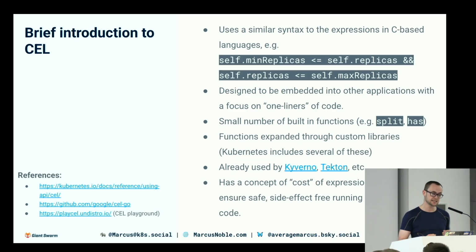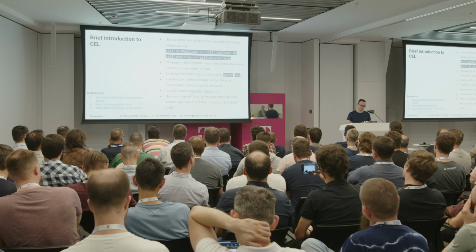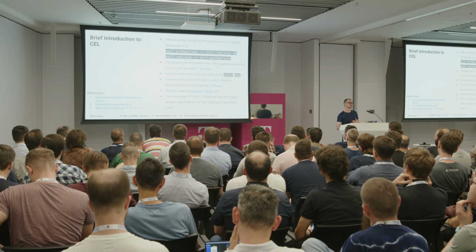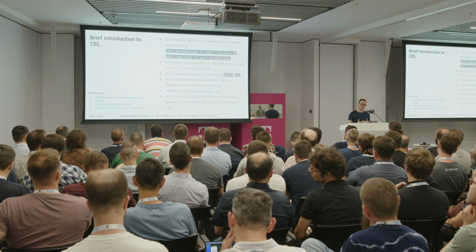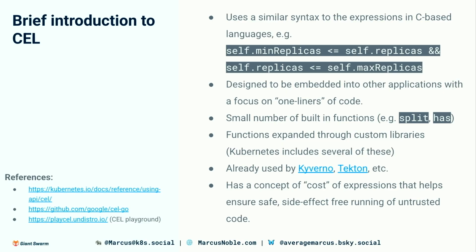CEL is designed to be embedded into other languages and has a focus on what I call one-liners. So you're not going to write huge functions of CEL. You're generally going to write one little snippet and have lots of those. There is a small number of functions built into the CEL language itself, so things like being able to split strings into arrays, doing has to see whether something exists within it. And you can extend those functions with custom ones. So in Kubernetes, there are several additional ones that they have added as well that you can make use of.